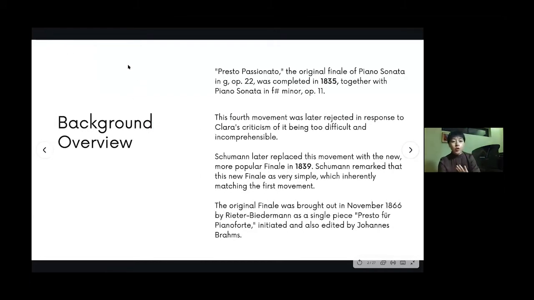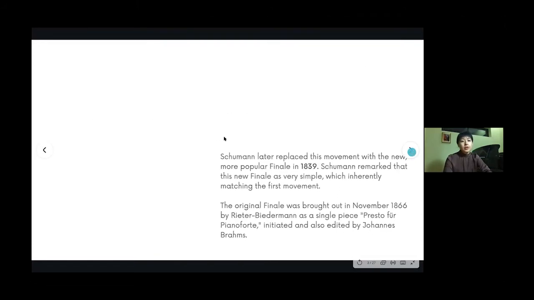So, background overview, but Johannes already talked a little bit about this, so I'm not going to spend too much time. He needed to revise because Clara said it's too difficult, and he really listened to Clara. So we are thankful because of Clara, he had the newer version of the finale. So let's go to the next one.